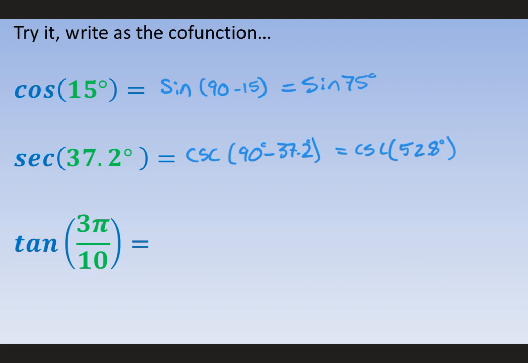90 minus 37.2. I can also do it for this tangent, but remember this tangent's in radians, we can see that there, so it's going to change to cotangent, but rather than using 90, I'm going to use pi over 2, which is 90 degrees, but in radians. So minus 3 pi over 10. It'll take a little bit of math here. I'm going to need a common denominator, so I'm going to change this into 5 pi over 10, so they have a common denominator. 5 pi over 10 minus 3 pi over 10 is 2 pi over 10. So we'll make this cotangent of 2 pi over 10, which does simplify, so you should simplify that to cotangent of pi over 5.